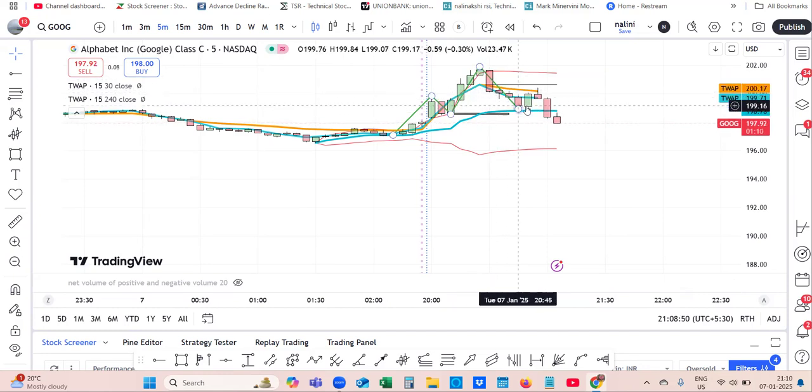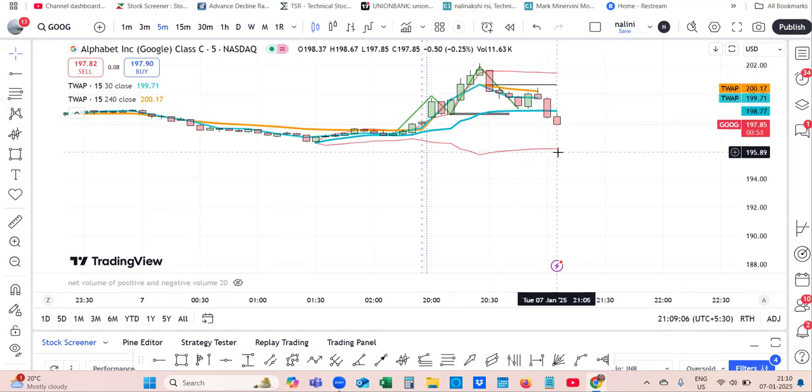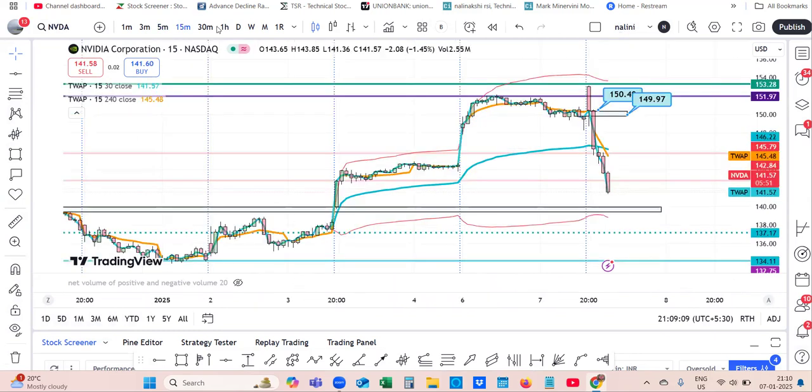So when price started moving higher, here it clearly showed rejection from this level. This weighted average price, the longer period weighted average price, acted as a resistance and it got rejected. So let us see NVIDIA. NVIDIA is coming down. Let us see how it will proceed.